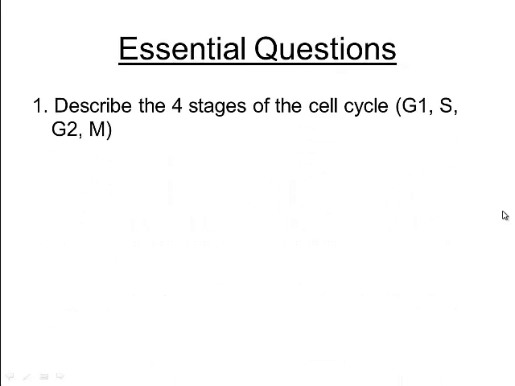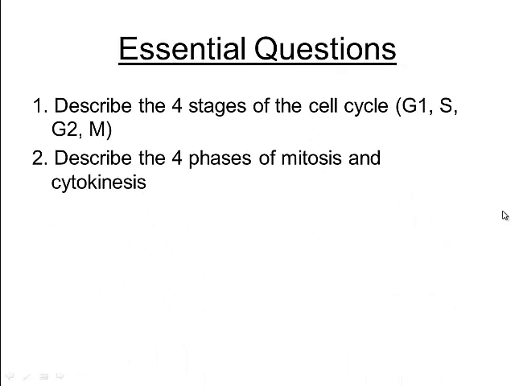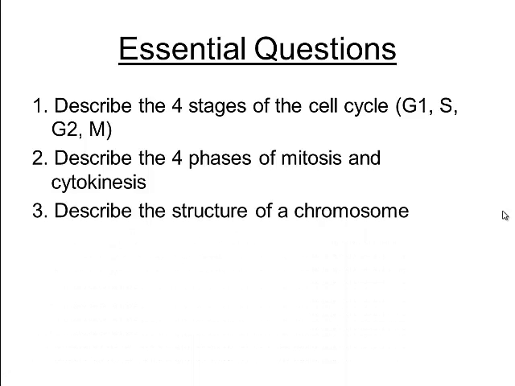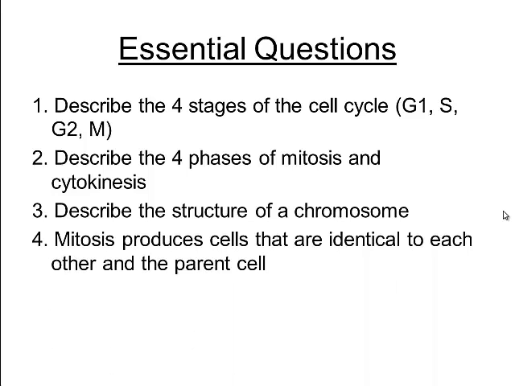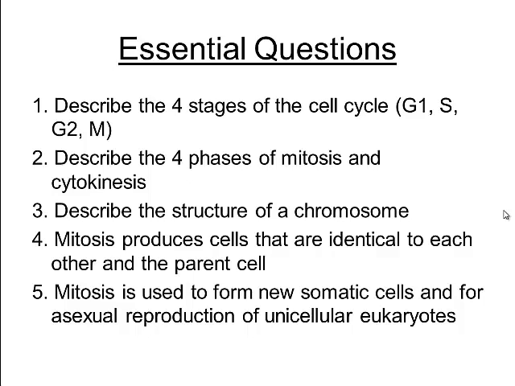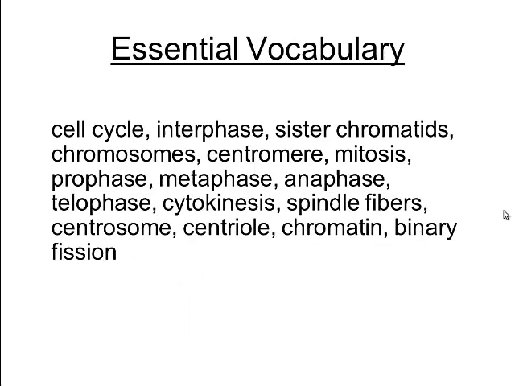So you will be able to describe the 4 stages of the cell cycle and the 4 phases of mitosis and this process called cytokinesis. You'll be able to describe the structure of a chromosome. You'll recognize that mitosis produces cells that are identical to each other and to their parent cell, so you're making copies of cells during mitosis. And mitosis is used to either form new somatic cells or for asexual reproduction for certain types of unicellular eukaryotes.